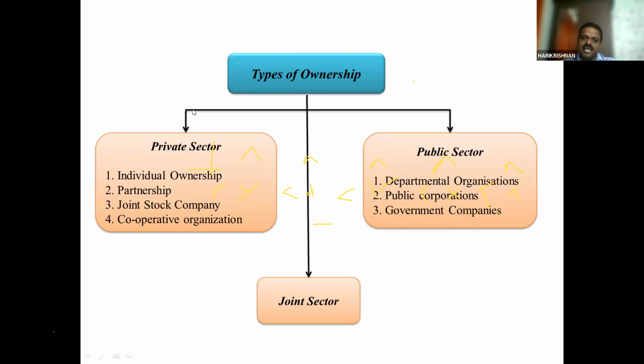In the joint sector, there can be public sector companies as well as private limited companies also. Then next comes the public sector: departmental organization, public organization, and government companies. So these are the three types of ownership: one is private sector, joint sector, and public sector. Okay. So we will study in detail all about these things.